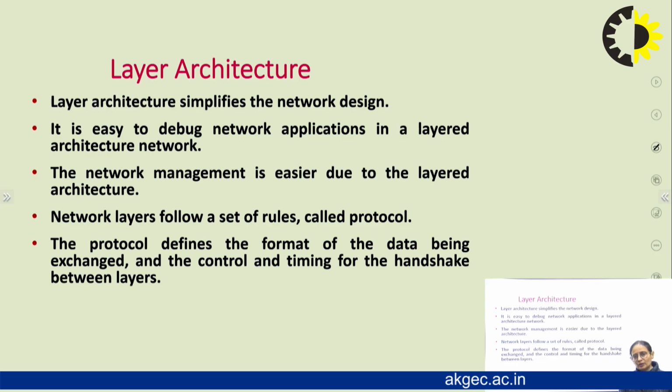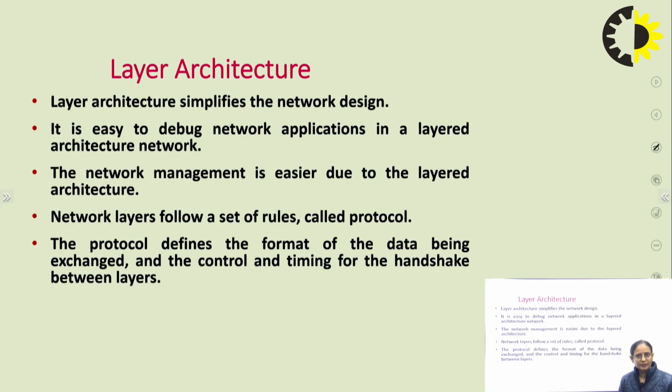Network layers follow a set of rules, and these sets of rules are known by the name protocols in networks. The protocol basically defines the format of the data being exchanged. That is, each layer gets something from its upper layer, works on that particular data, formats that data, and after formatting, sends that data to its lower layer or vice versa. Protocols also control the timing for the handshake between the layers.